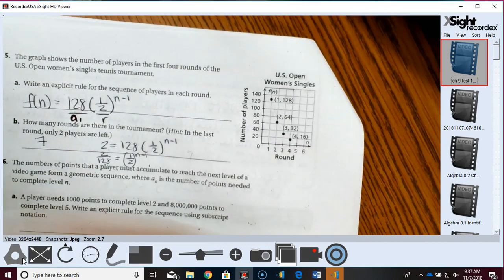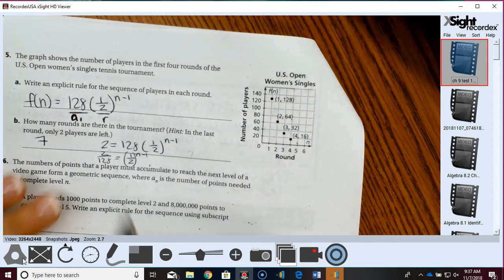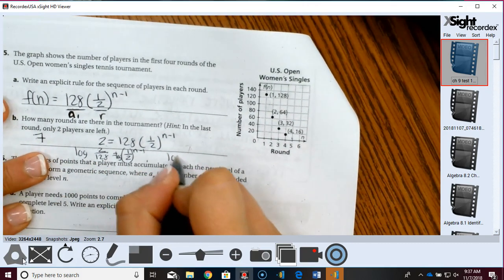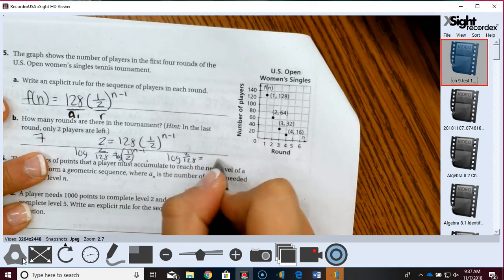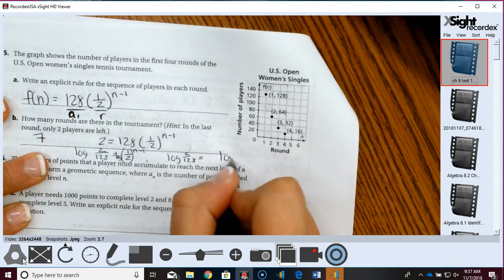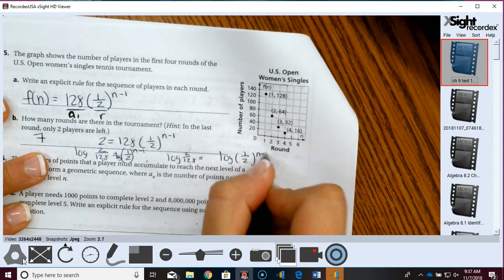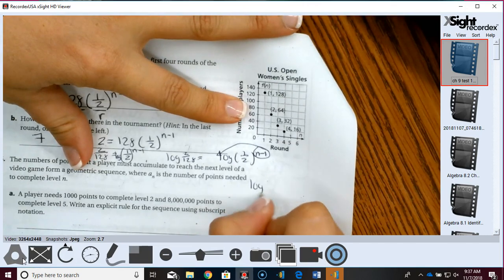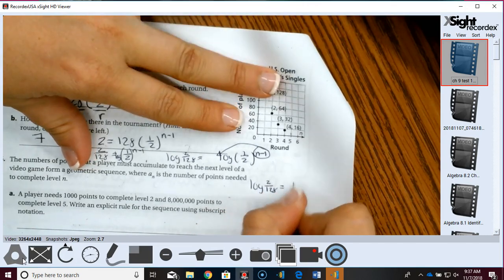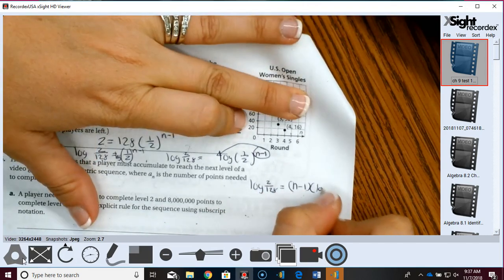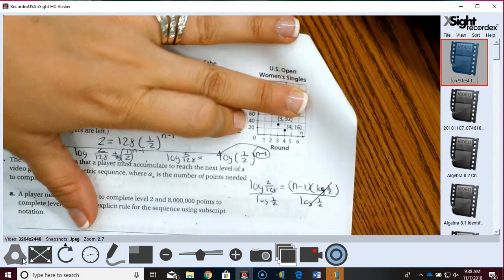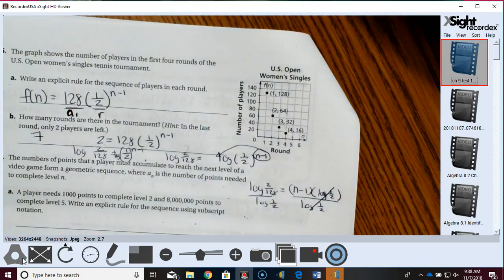If you were using logarithms, which you guys don't know yet, you could literally go log. You'd have log of 2 over 128 equals logarithm 1 over 2 to the n minus 1. You could bring that out front because it's a rule. So you'd have log of 2 over 128 equals n minus 1 times log of 1/2, divided by log of 1/2, and then add 1.